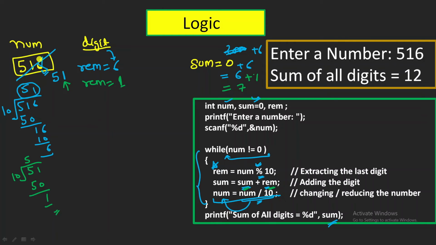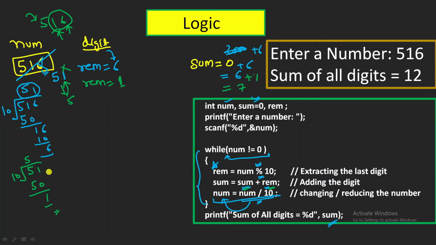So basically if you talk about the 516, this was your original number. You have added 6, you have added 1. So you have got the sum of 1 and 6, right? Okay. Now next digit that you want is 5. And how can you get 5? So basically for that you have to remove this 1 also, right? You have to remove this 1. So you have to change your 51 to 5.